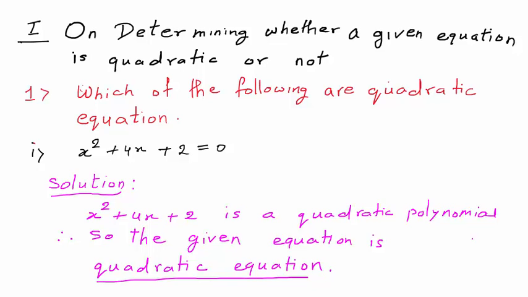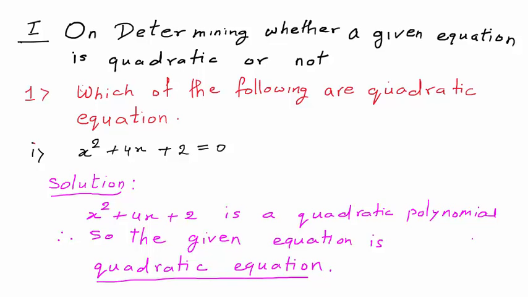Now let us start with problems. The first type of problem we discuss is on determining whether a given equation is quadratic or not. Here we have to check whether the degree of the polynomial is 2 or not, and for each and every term the degree should be a non-negative integer.